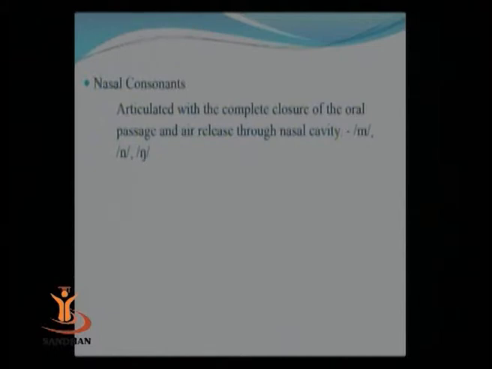They are three. See, ma, na, ang. When we say ma, the oral tract is blocked by the two lips. But the air passes through the nasal cavity, and we hear the sound. When we say na, na, na, the tongue and teeth come in contact, and they block the oral tract. The oral tract is completely blocked, but air passes through the nasal cavity, and sound is heard.